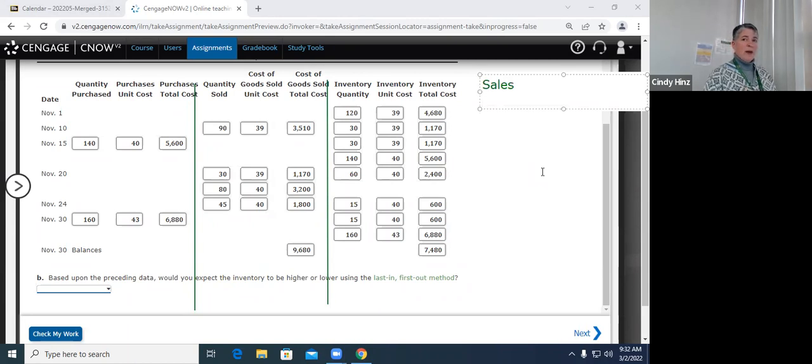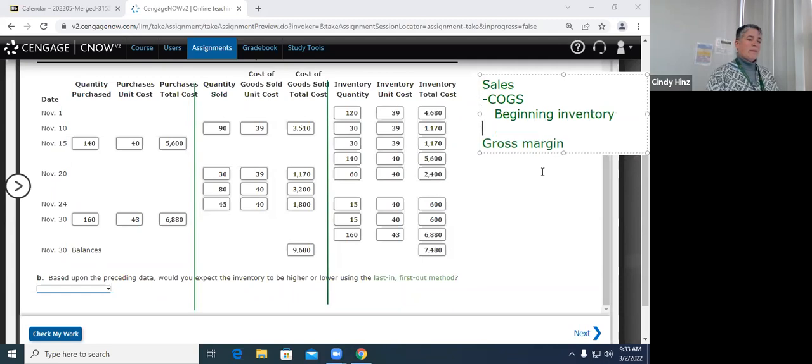sales, this is the format of the income statement. Sales minus cost of goods sold equals gross margin or gross profit. But now we are learning how to calculate this cost of goods sold piece. And here's how we do that. We start with our beginning inventory. We add to that our purchases. That gives us, let me put an intermediate step here, beginning inventory plus purchases, which tells us how much we had available for sale.